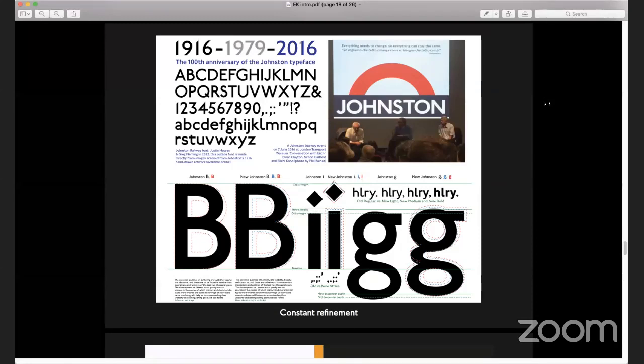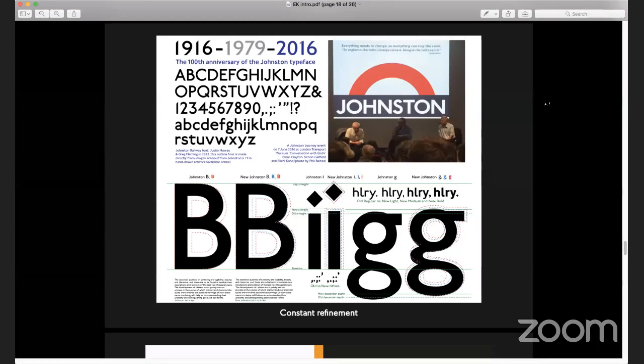So the Johnston typeface, which he started as an exercise for the London Underground, became a lifelong passion for him, and he continued to pursue it in his own time, largely with a view to constantly refining it for himself and using the new tools. By now he was using Fontographer, he was familiar with the computer. So having started something by hand years ago, he continued working on it.